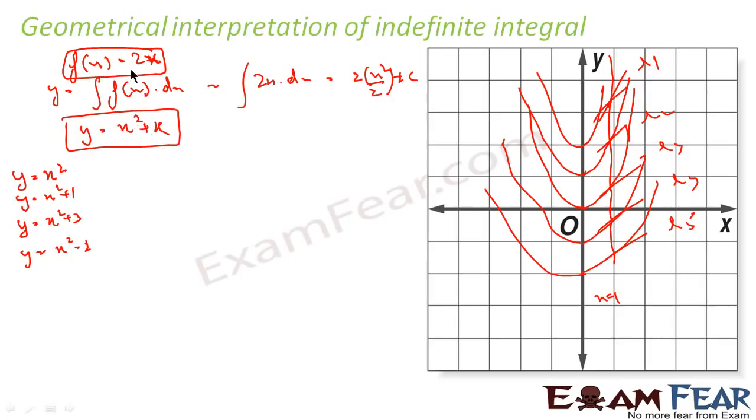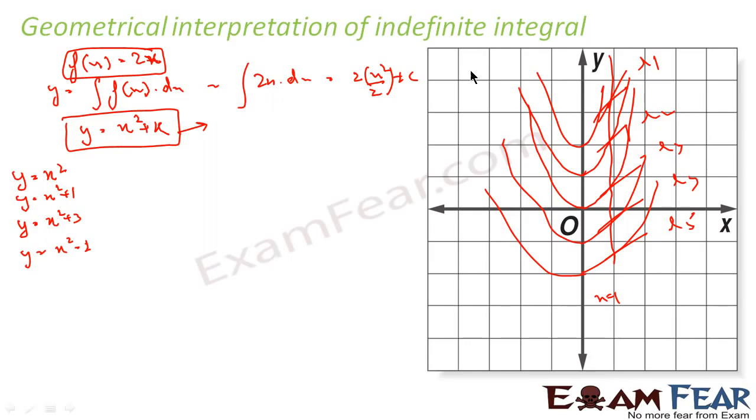So if I have my function f(x) = 2x, my integration is nothing but x² + k. I can take any value of k, so you get so many graphs. But there's one common thing: all these graphs are identical. You just move the graph up and down along the y-axis, that's all. If you take any point and draw a vertical line, you find the slopes, and you'll see that the slopes are all the same. That is, all these graphs are identical.